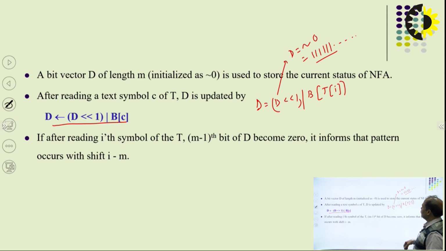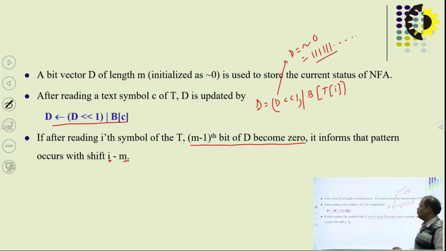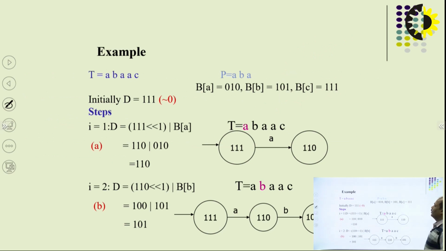So you see, there is no need to convert into a DFA. Again, we are not converting into a DFA. After doing this, if we see that the (m minus 1)th bit of D becomes 0, we can say that the pattern is found in the text. Look at here. And what will be the shift? Because we are at step number I and the pattern length is m, the shift will be I minus 1. Let's have one example.